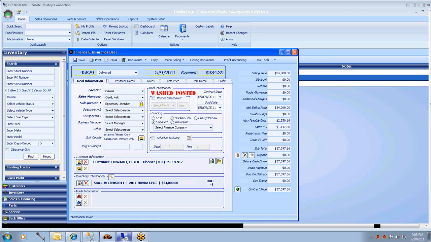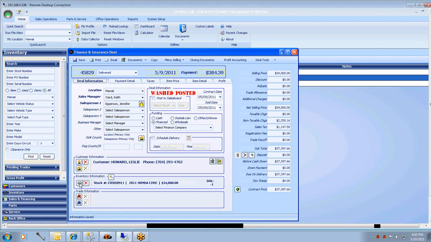Here today we're going to explain, during a deal, when we have an invoice that needs to be created for a repair order for items that you're going to sell on the deal. In this case, let's look at those. This is my deal, 45829, and this is my stock item.